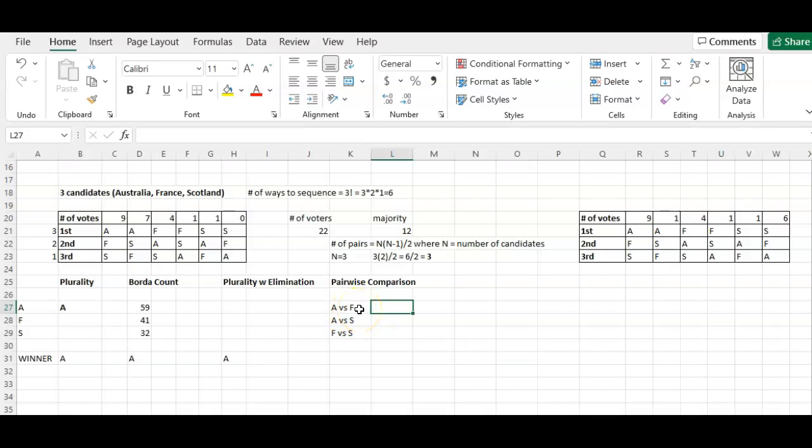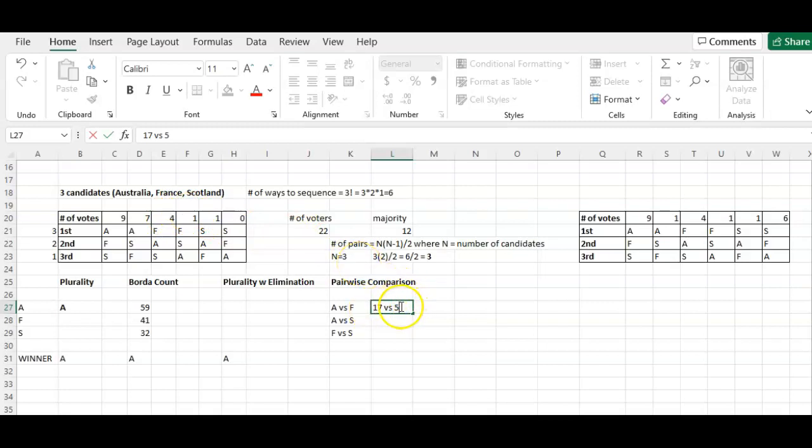So in this example, A versus F, I'm going to look at each of these columns, and first I'm going to see where A is above F. And A is above F here, so A is going to get these 9 points. A is above F here, so A is going to get these 7 points, so that's 16 total. A is not above F here. A is not above F here. A is above F here, so I'm going to add 1 more, so that's 17. Now I'm going to look to see where F is above A. Not here, not here, here. So that's 4. Plus 1 is 5. And that's it.